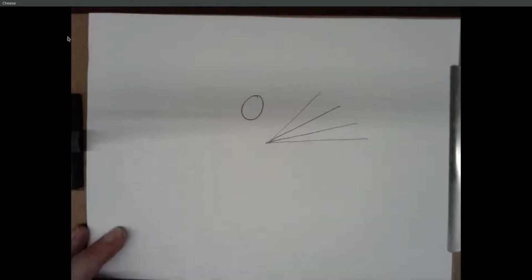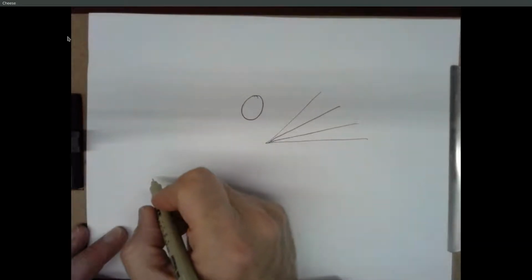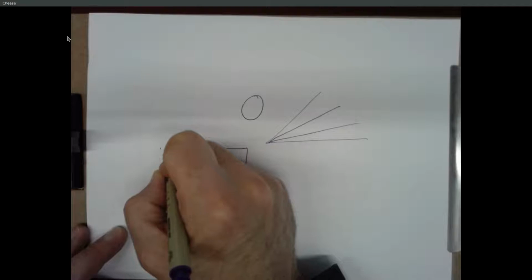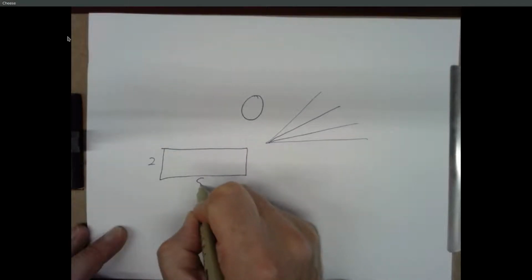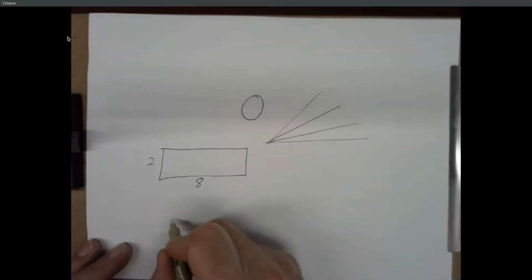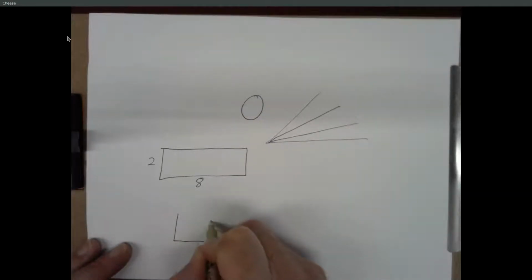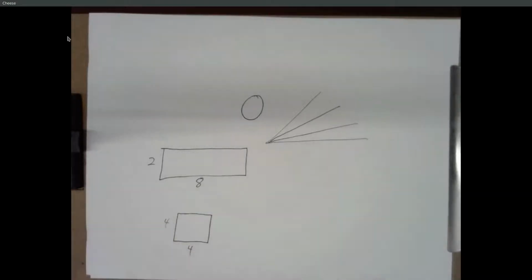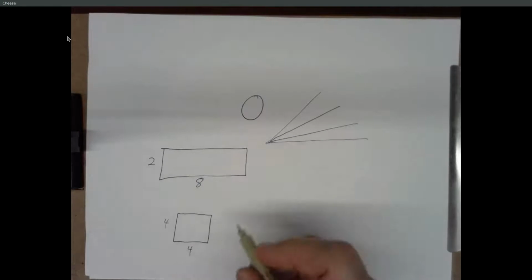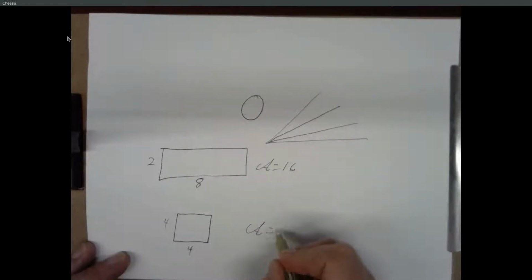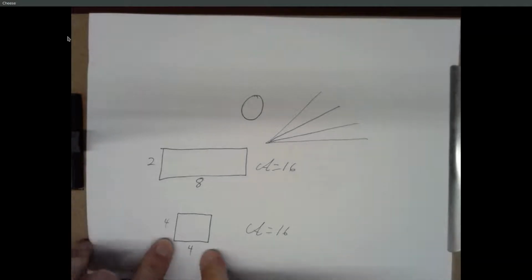But something that's fairly easy to do is squaring a rectangle. So here's a rectangle, and let's say it's 2 by 8. I don't know if this is actually doable, but I'm going to say it is. Squaring this would mean, here's another rectangle that has the same area. The area up here is 16. The area here is also 16, but this is a square.